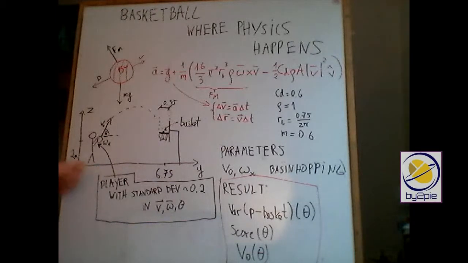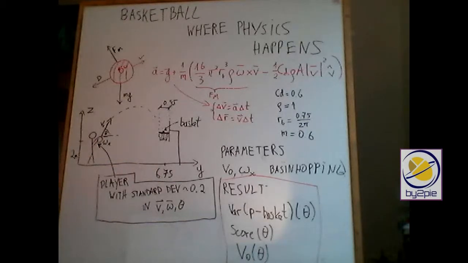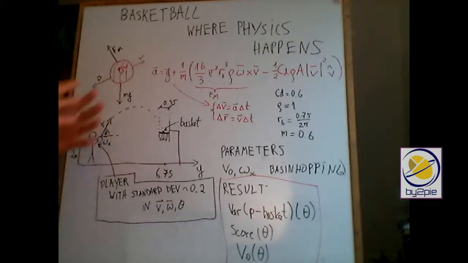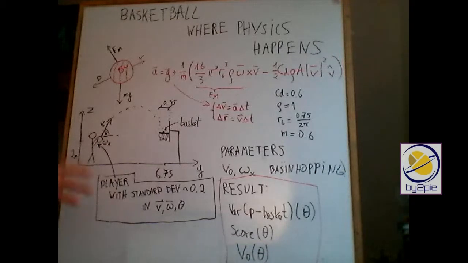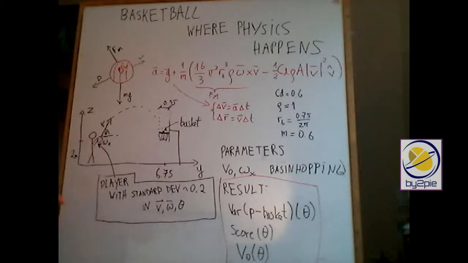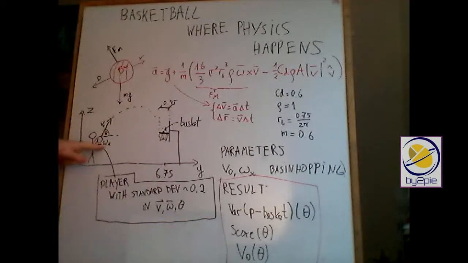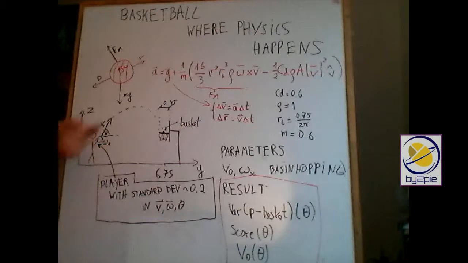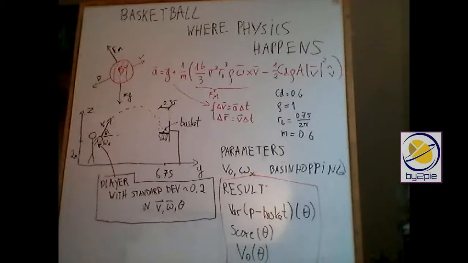There is a guy, a player. He is going to shoot the ball from 6 meters 75 centimeters. Of course, he is holding the ball approximately 2 meters above the ground. In my case, it's going to be only 1.7 meters, but it doesn't matter. Let's approximate and take it as 2 meters. And there are three important initial conditions: the initial velocity of the ball, v0, the elevation angle theta, and omega x, the initial angular velocity of the ball.